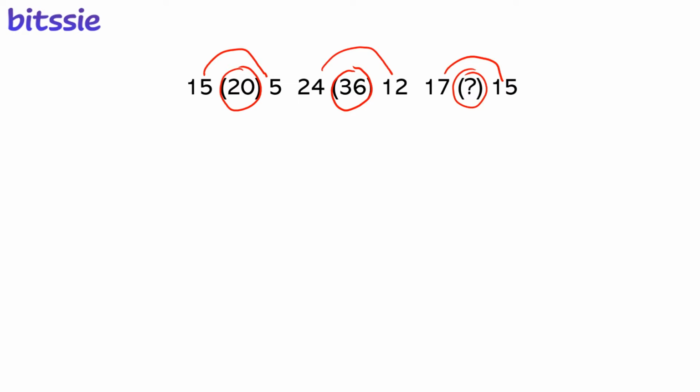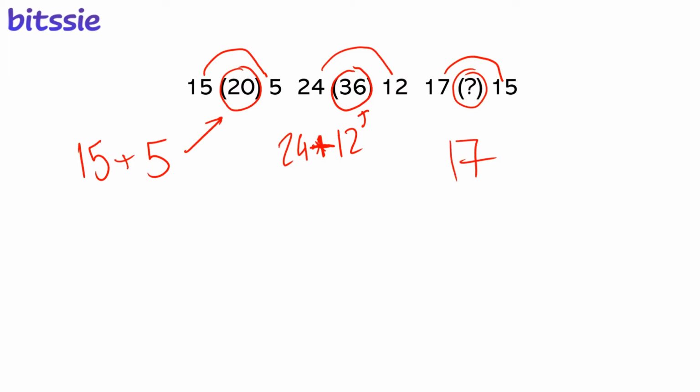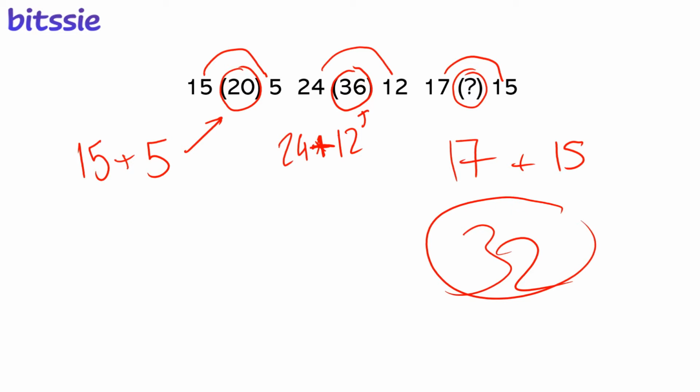So let's try this. If we've got 15 and 5, the easiest way to get 20 would be to add them together. And that gives us 20 directly. Next, if we try that with our second set of numbers, 24 plus 12 gives us 36. So 17 plus 15 gives us 32. So that would be our answer.